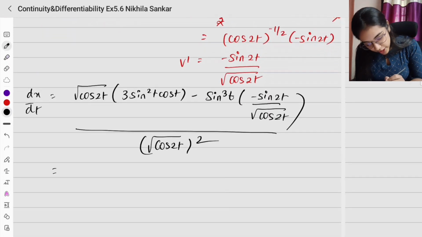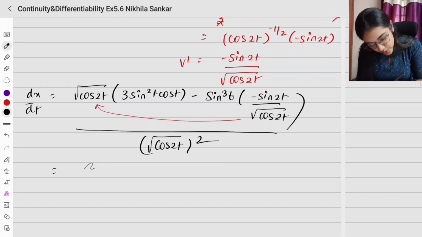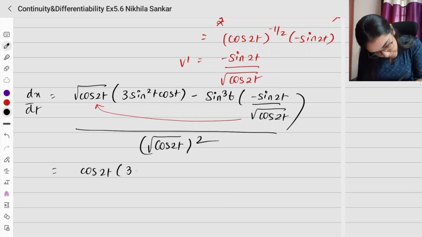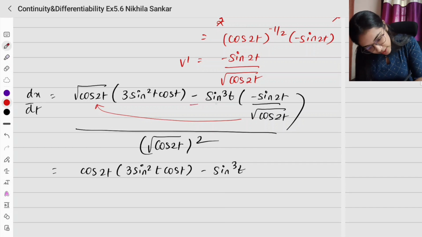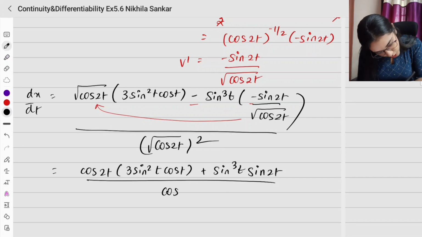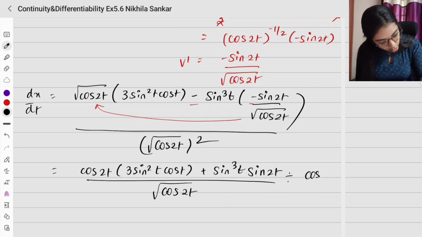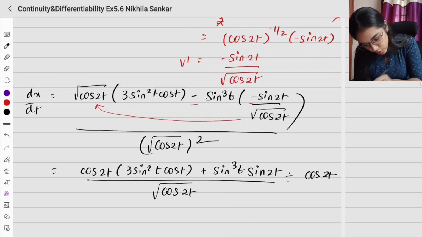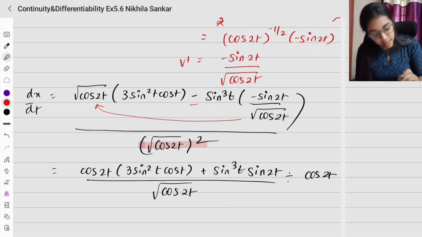So to further simplify, in the numerator I'm going to take the LCM. So I'm going to multiply this with the square root of cos 2t. So I'll have cos 2t times 3 sin square t cos t minus sin cube t, and the minus will become a plus. Correct? So I'll have plus sin cube t times sin 2t, the whole divided by the square root of cos 2t, divided by cos 2t. So this square root of cos 2t will become cos 2t. So I've written divided by cos 2t.